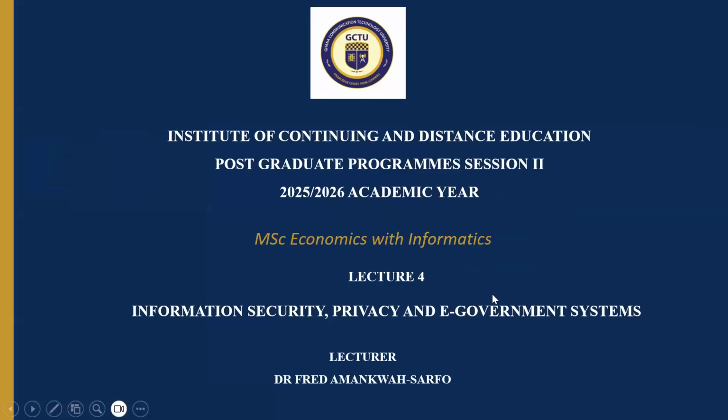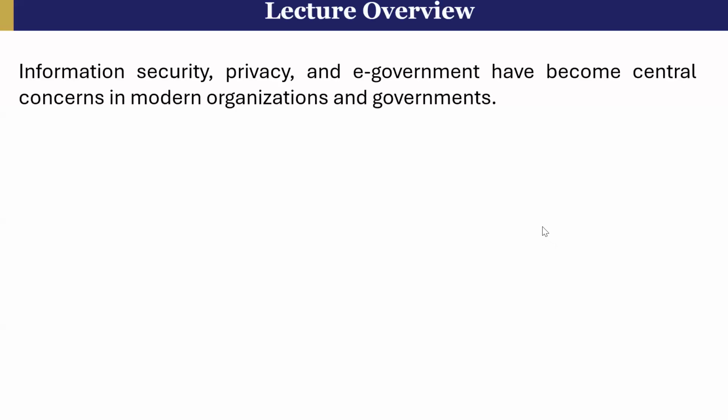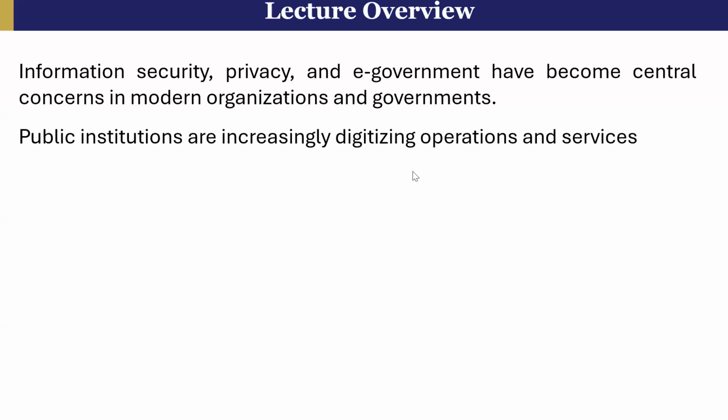All right, so this is MSc Economics with Informatics, and we are looking at information security, privacy, and e-government. By way of review, this lecture is going to cover information security, privacy, and e-government. These are central concerns in modern organizations and government. Because public institutions are digitizing operations because of the emerging economy and emerging technology, we can't be relying on paper-based and manual processes.